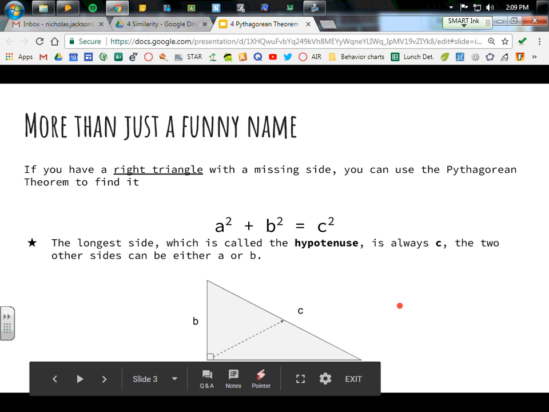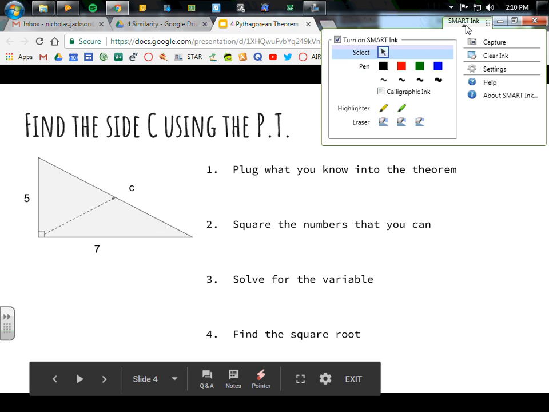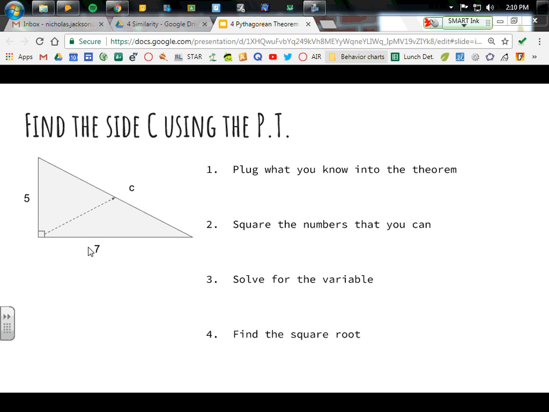All right, so we're going to put it to use right now. Here we have a right triangle with sides that measure 5, 7, and then our unknown side C. Let's start by reminding ourselves what the Pythagorean theorem is. It's a squared plus b squared equals c squared. Our first step is to plug in what we know. 5 and 7 are the legs, so they could be either A or B, and it really doesn't matter what order we go in.